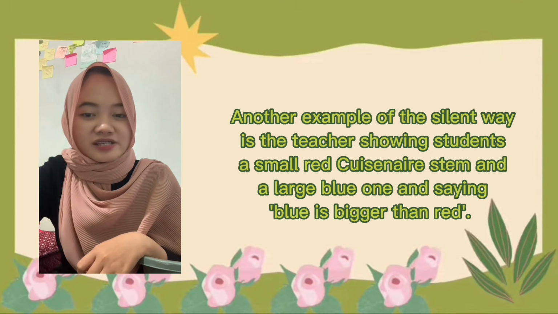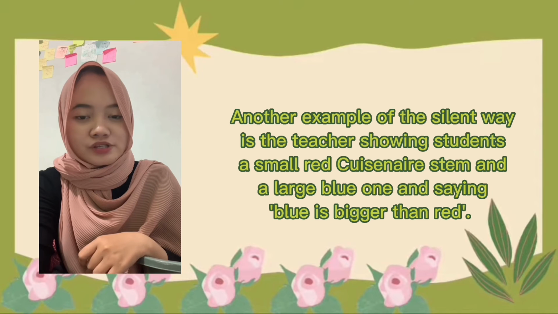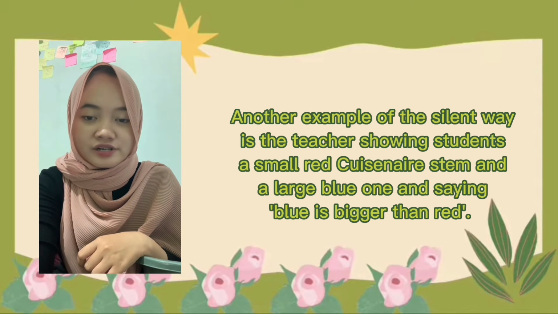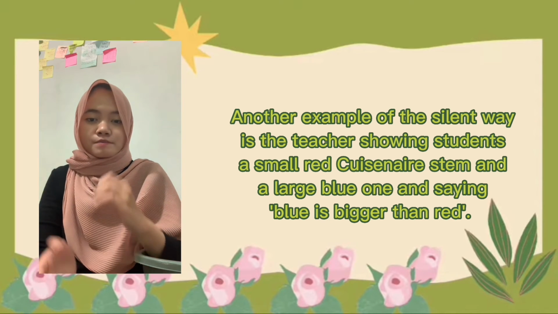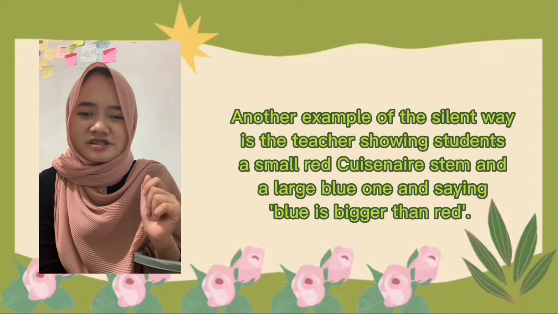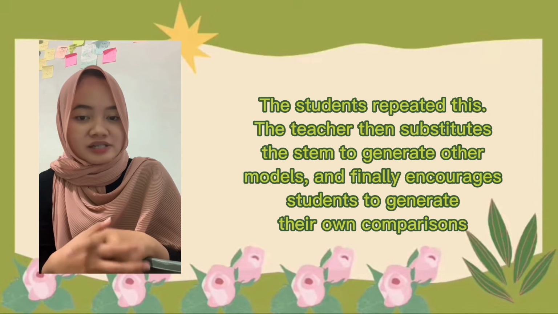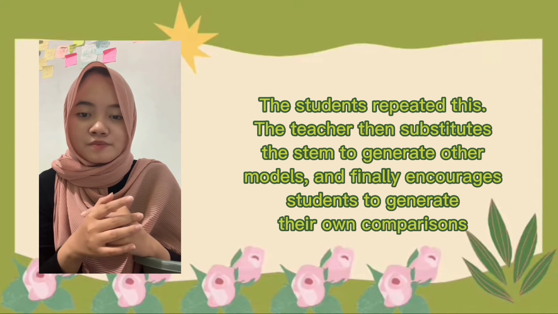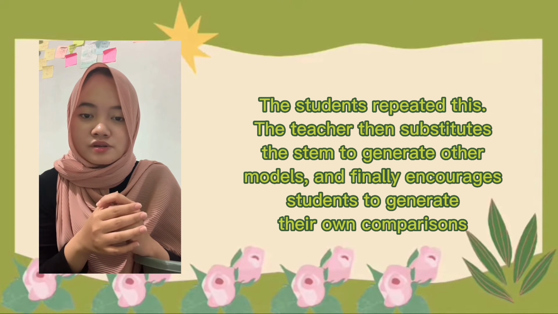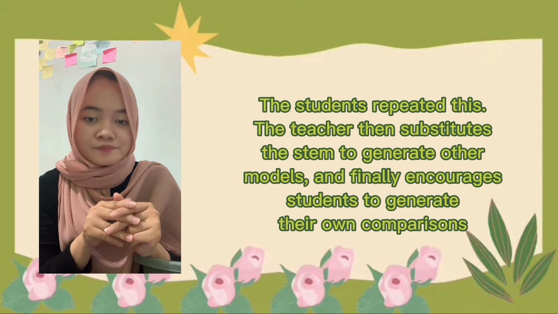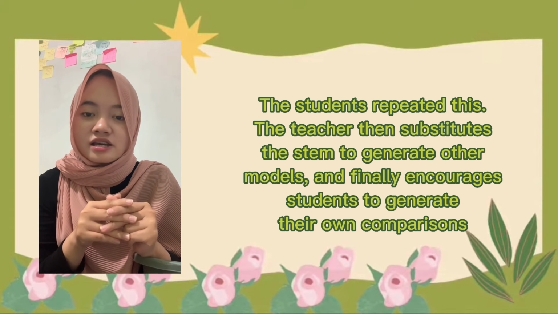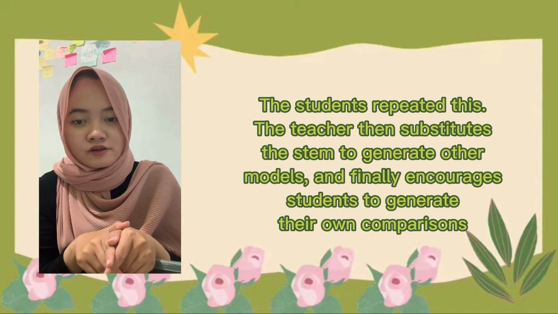Another example of the silent way is the teacher showing students a small red Cuisenaire rod and a large blue one and saying, "Blue is bigger than red." The students repeat this. The teacher then substitutes the rods to generate other models, and finally encourages students to generate their own comparisons. Then, from what can be concluded in the silent way learning process, the role of students is also very much needed.